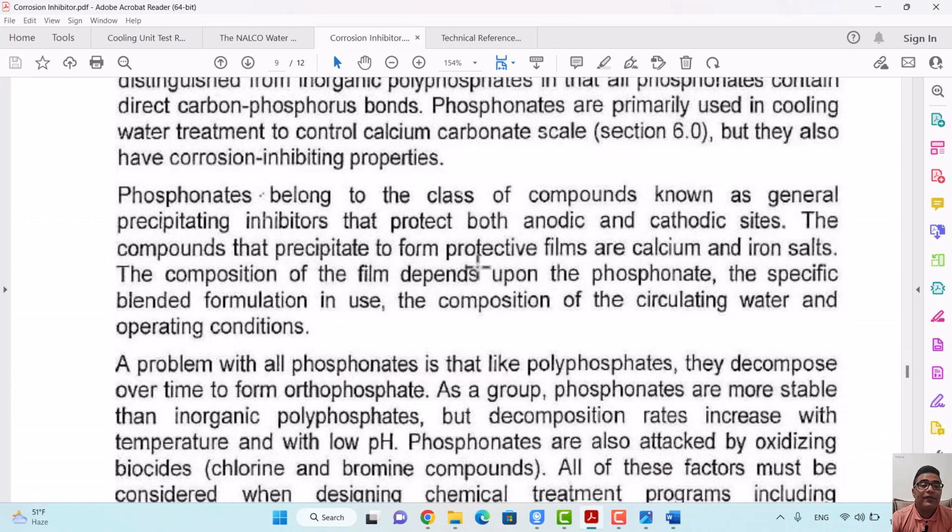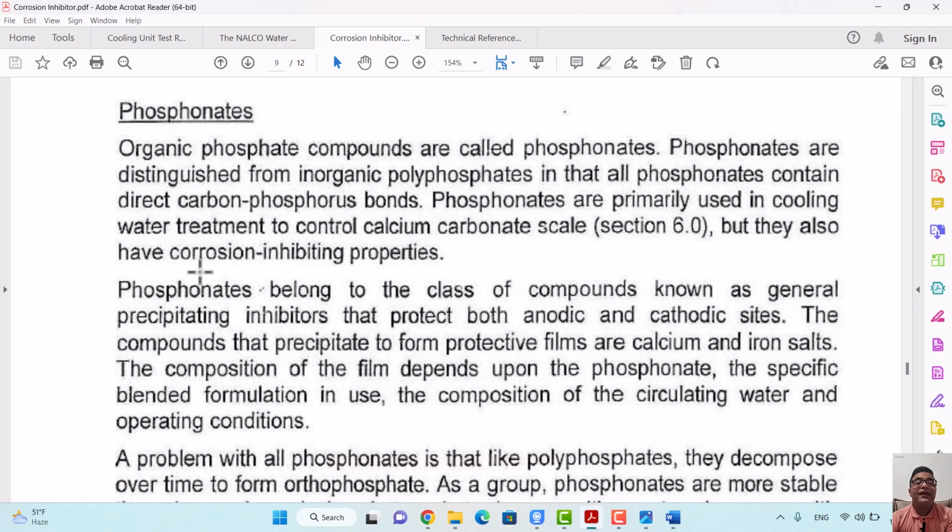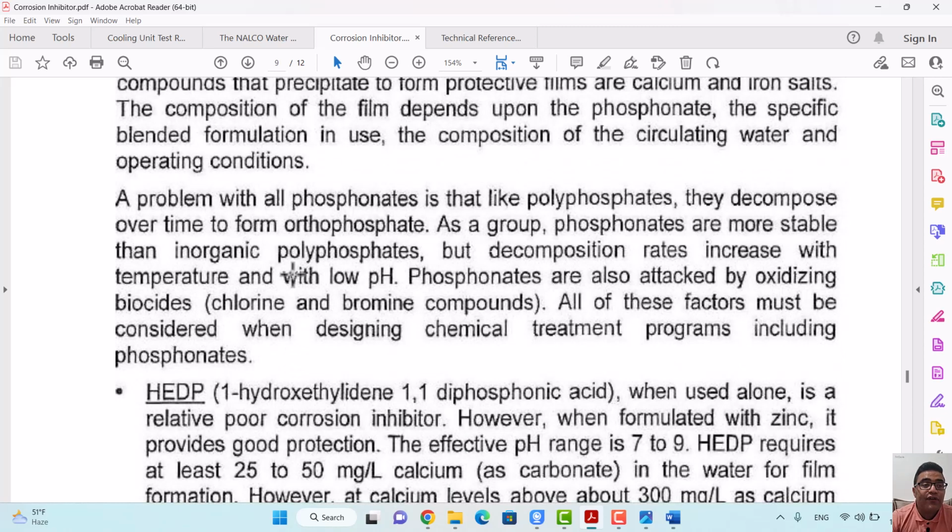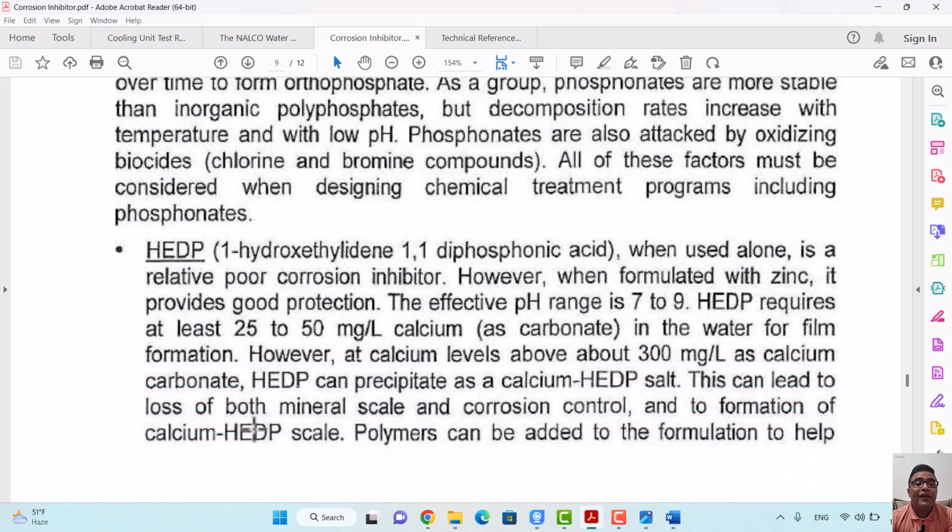Then we talked about phosphonates. We said that they are principally anodic and cathodic inhibitors. They act in both directions, and we talked about different types of phosphonate: HEDP, PBTC, HPA, and AMP, and we said that all of them are formulated with zinc, and when they are formulated with zinc, they show excellent performance against corrosion, and unfortunately they are not very resistant to high levels of chlorine.